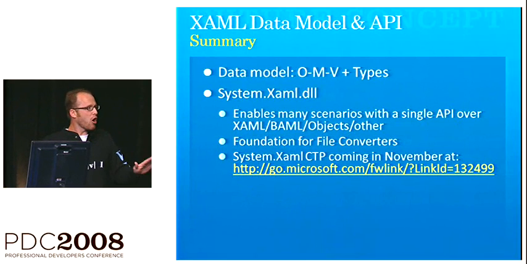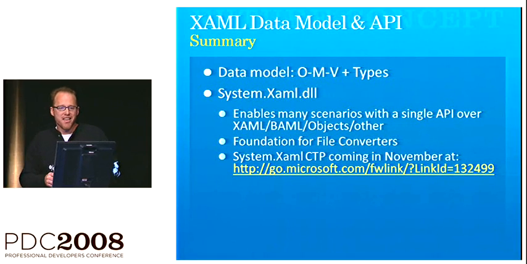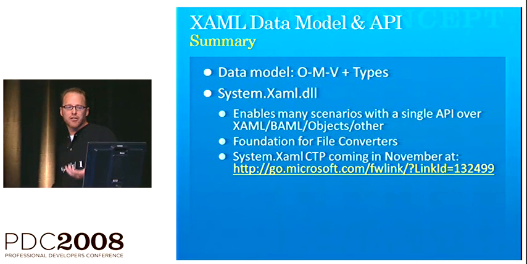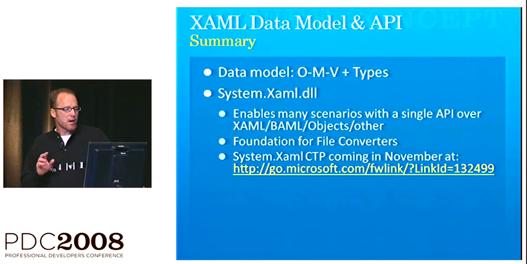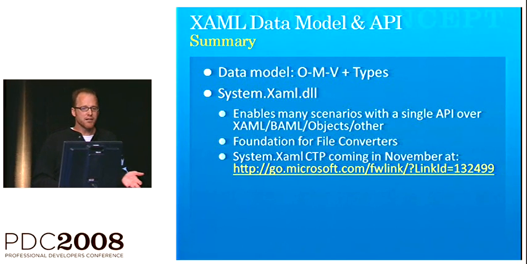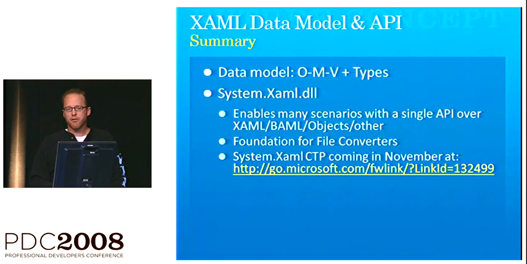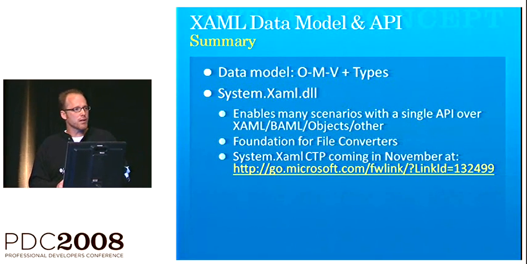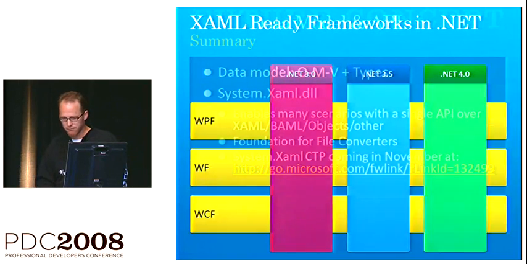Our data model is strong. It matches the CLR type data model, if you can imagine that. The data model is objects, members, and values, and it's typed. System.xaml DLL is coming soon near you. Enables a bunch of new scenarios with a single API to read and write XAML, BAML objects. And it's a great foundation for file converters. And this is the URL which will eventually point to the system.xaml CTP that's coming this November. We'd love for you to try out the bits and give us some feedback.